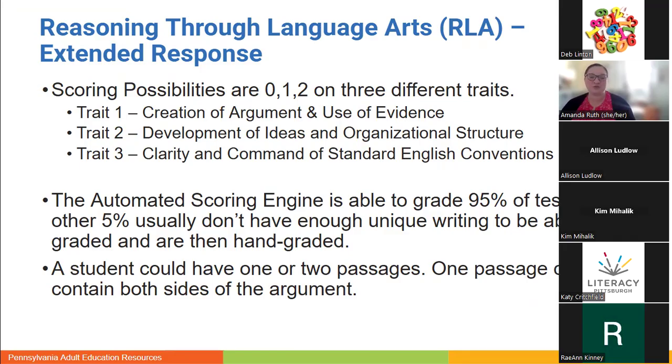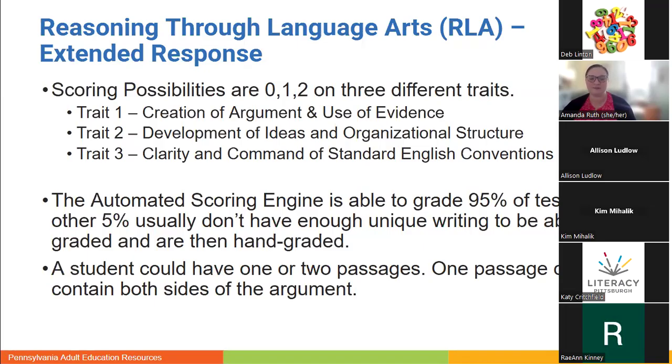There are 3 different traits that students are being graded on: creation of an argument and use of evidence. So looking at what they're doing for their supporting details and creating their argument. Development of ideas and organizational structure. So looking at the paragraphs, looking at the structure of the essay overall, and then clarity and command of standard English conventions.